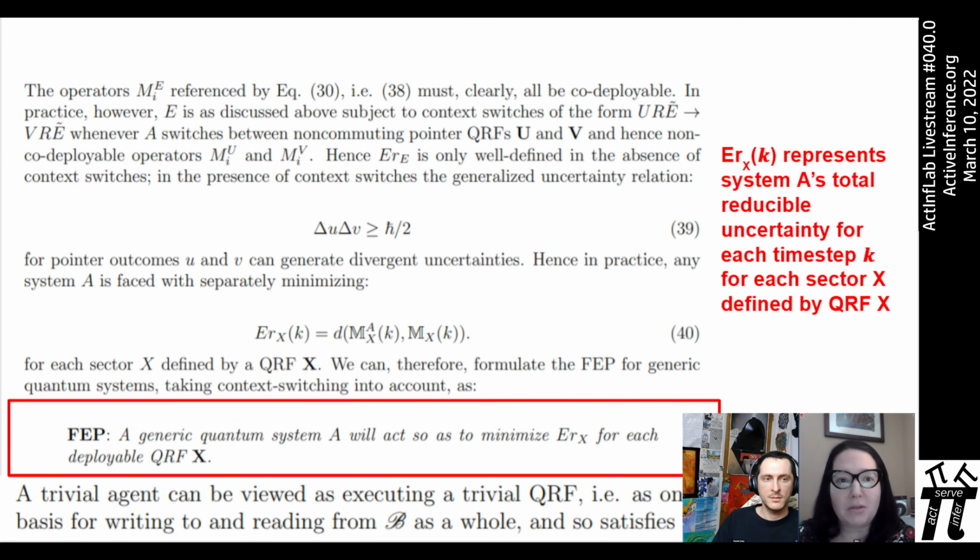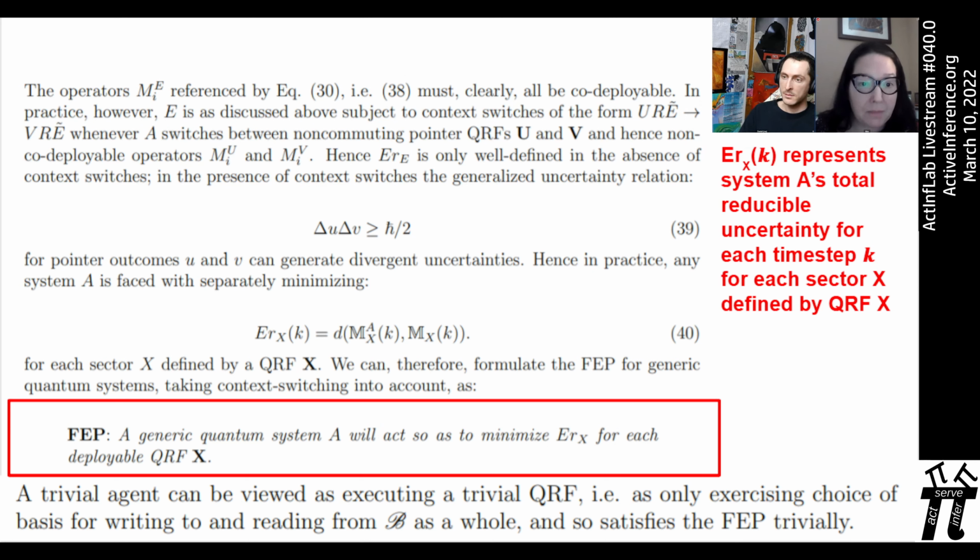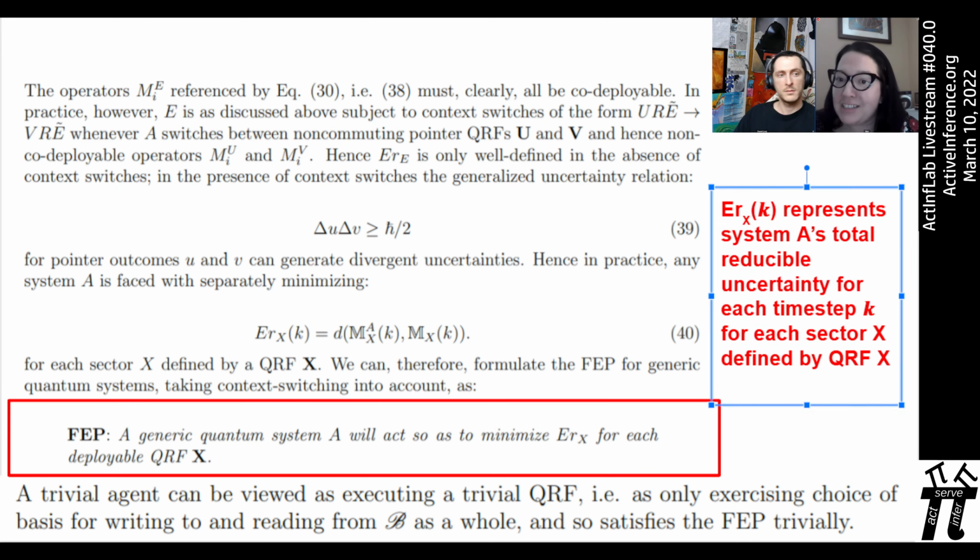Cool. Okay, here we go. Getting into how the quantum does the FEP. A generic quantum system A will act so as to minimize ER sub x for each deployable quantum reference frame x. So a system A has different deployable quantum reference frames. That's analogous to a sense: I have hearing, vision, taste, smell, temperature sensing, etc. Many different deployable quantum reference frames. And I will minimize my total reducible uncertainty at each time step for each quantum reference frame.